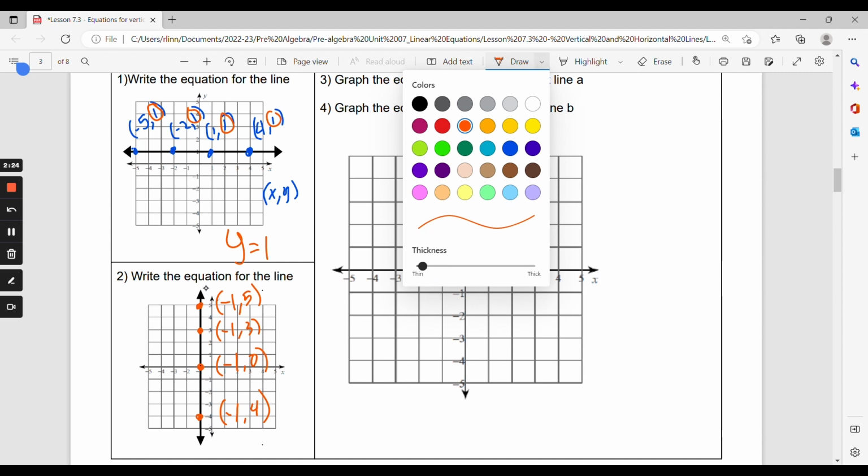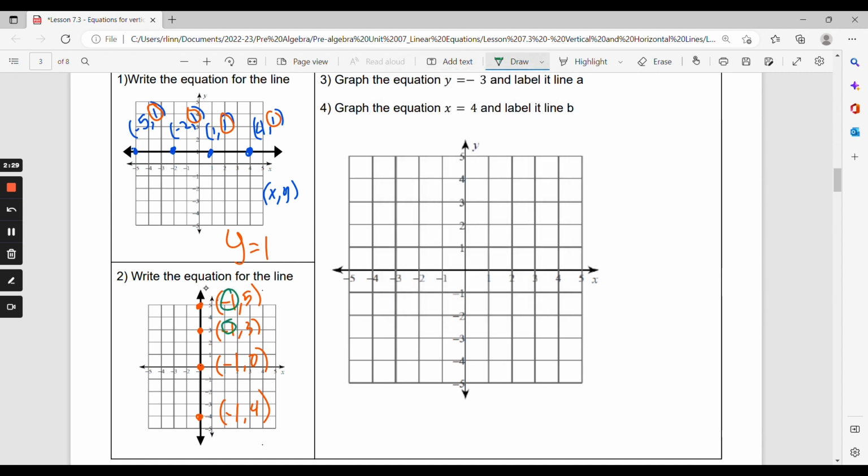That pattern this time, if I take a look at it, is all of my first values are the same. All of them are -1. And if I look at my ordered pairs, they are made of an x and a y coordinate. So that means that the x value is staying the same. And what is that x value? That x value is -1. So my equation for this line is x equals -1.